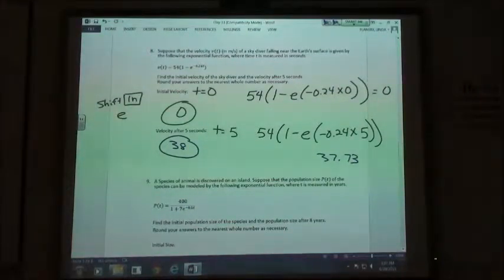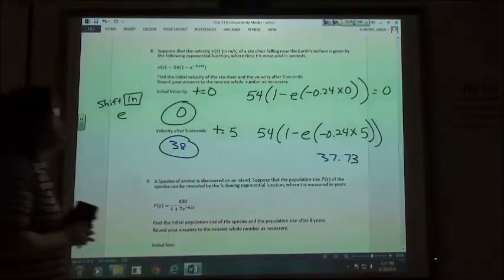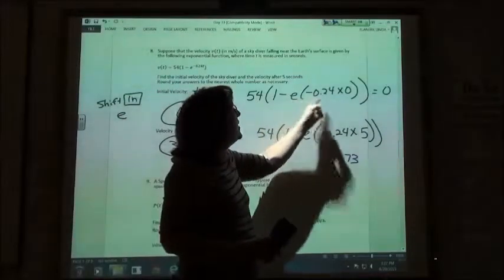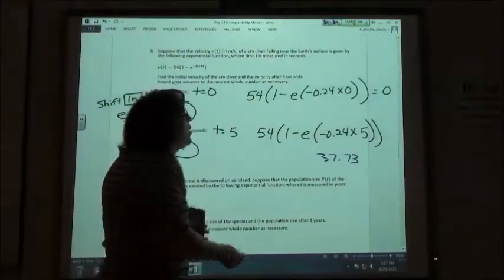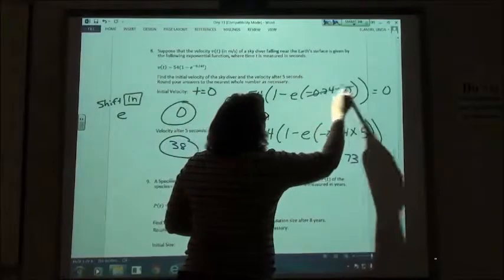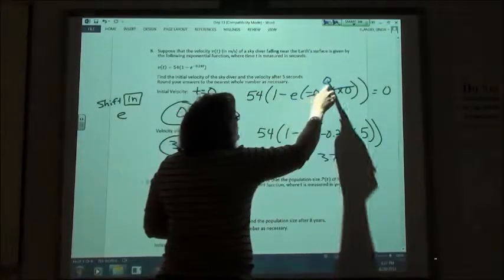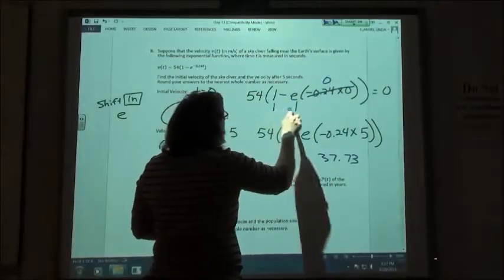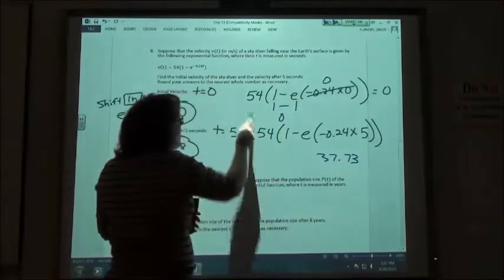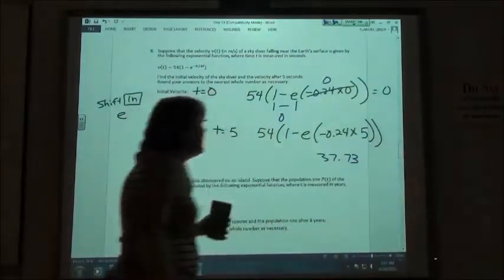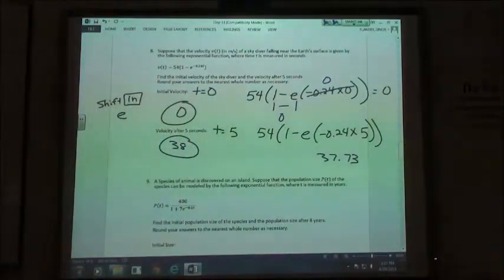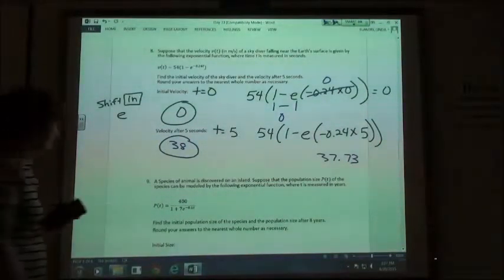Right? I'm falling now. Now just a note, here on this one, I could have done the calculation without my calculator because this times this would have been 0. E to the 0 would have been 1. 1 minus 1 would have been 0. And 54 times 0, still 0. But hey, we got our calculator and we want to know how it works. We get the same answer either way.